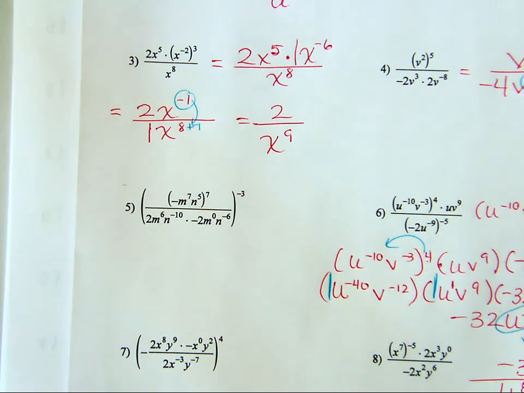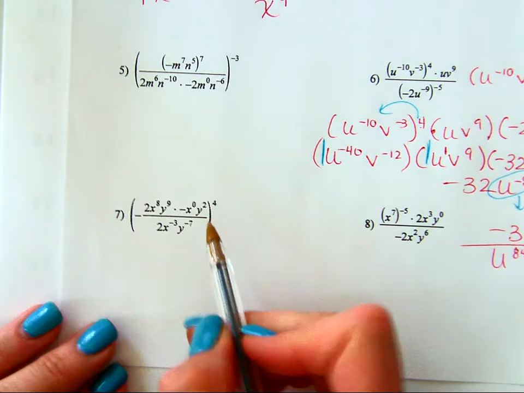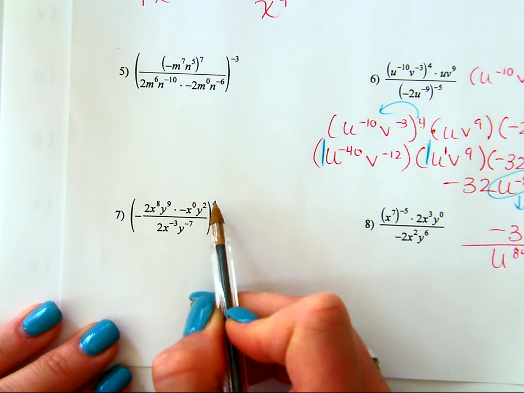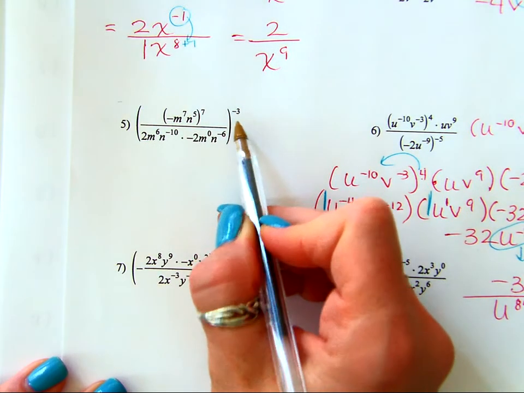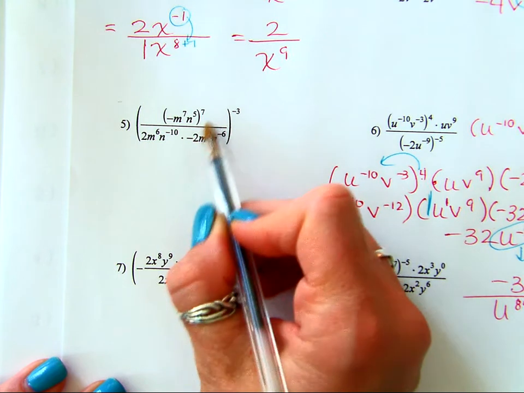Okay, let's take a look at 4. I'm going to start with 4 because the exponent on the outside is positive as opposed to negative. This is a whole nother thing we're going to do. I got a quick, easy fix for this.